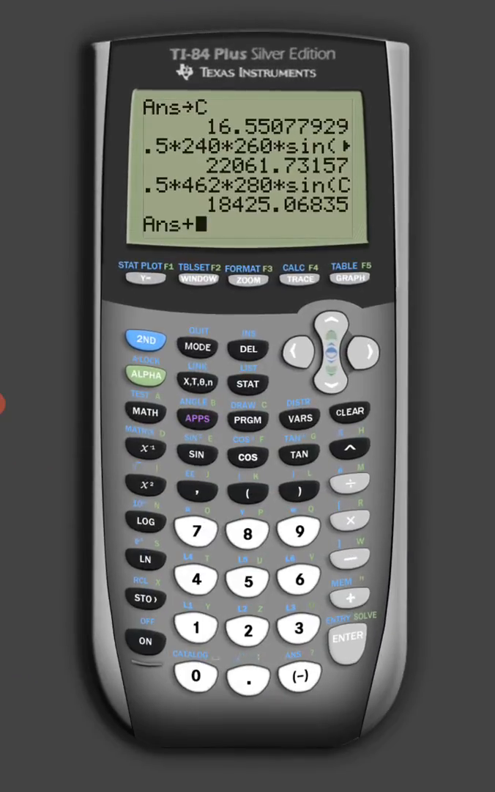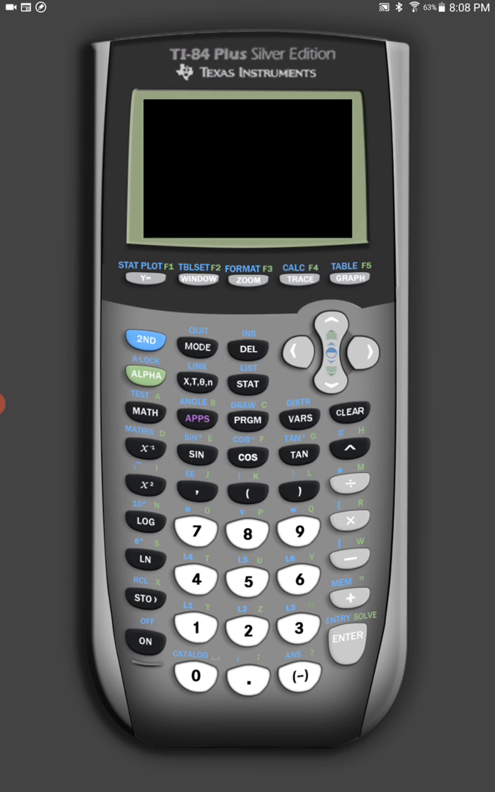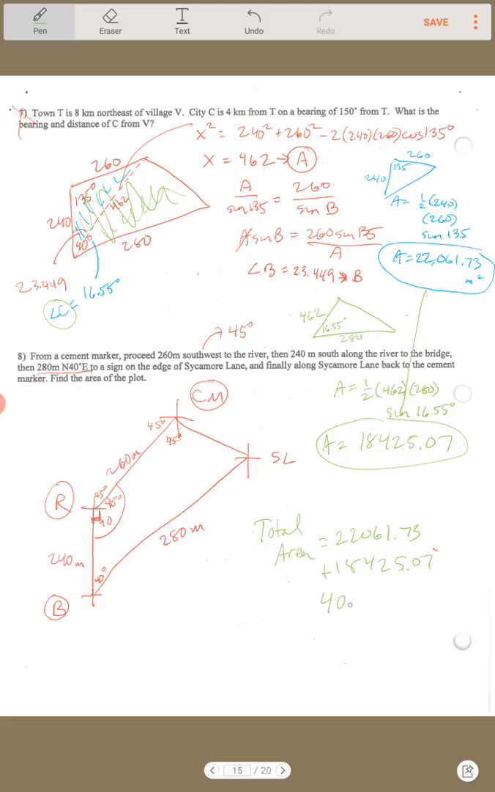We're going to add that with the 22,061.73, and we're going to get 40,486.79, I want to say. What are we in? Meters squared is our total area. So that's how you do that problem. Nice and long. And that is it for Chapter 8.